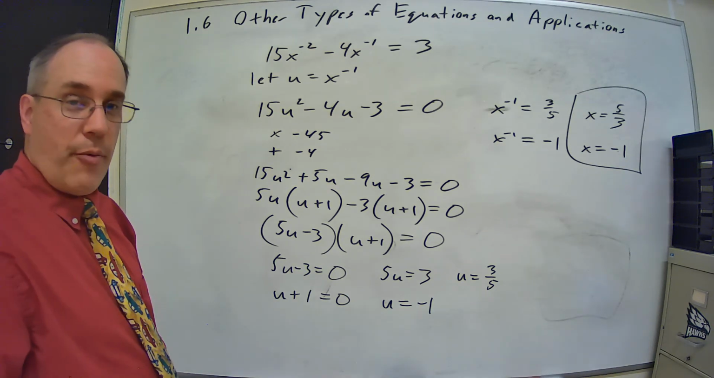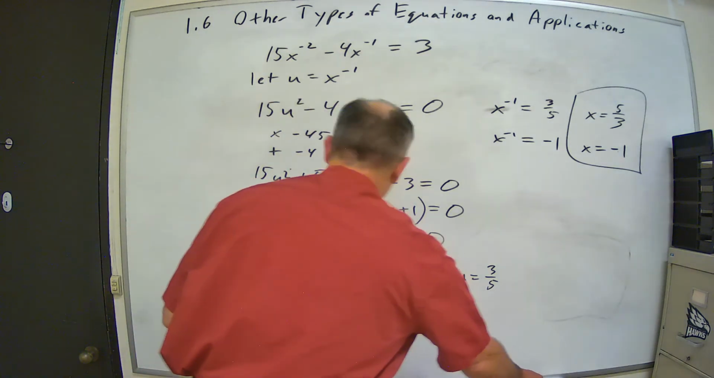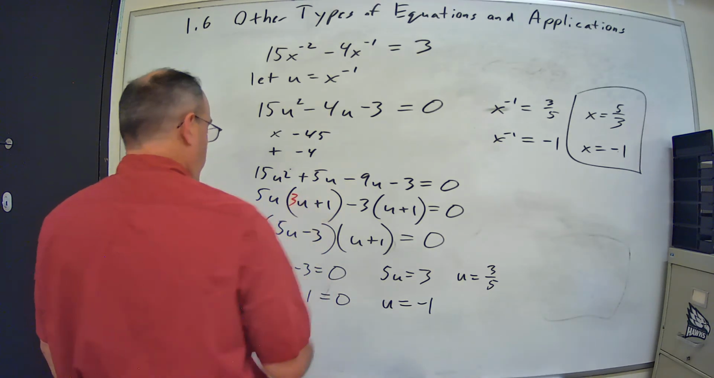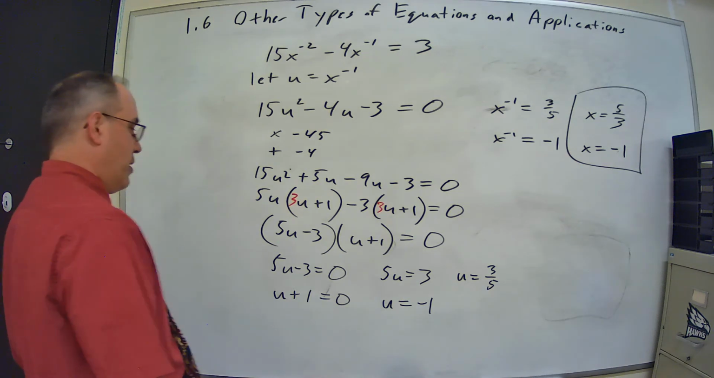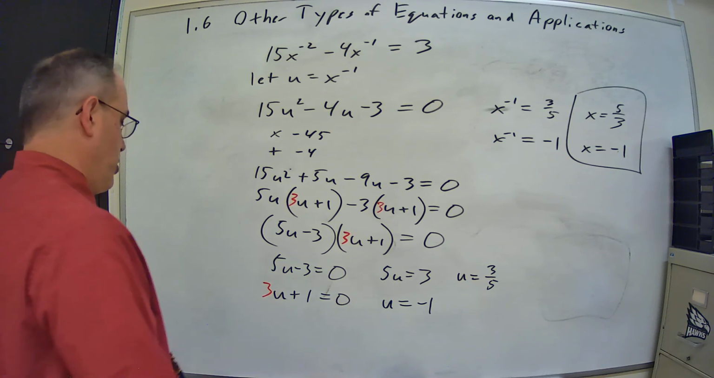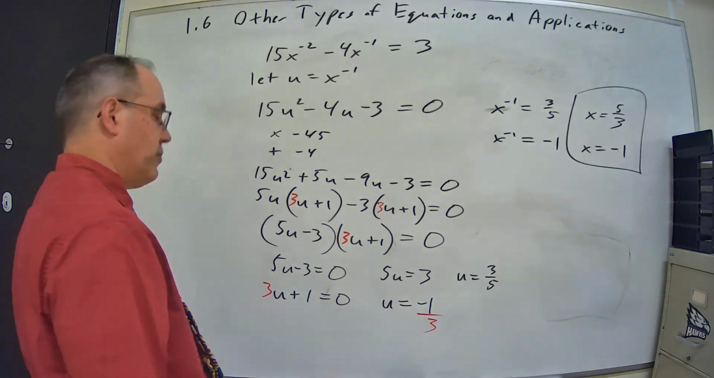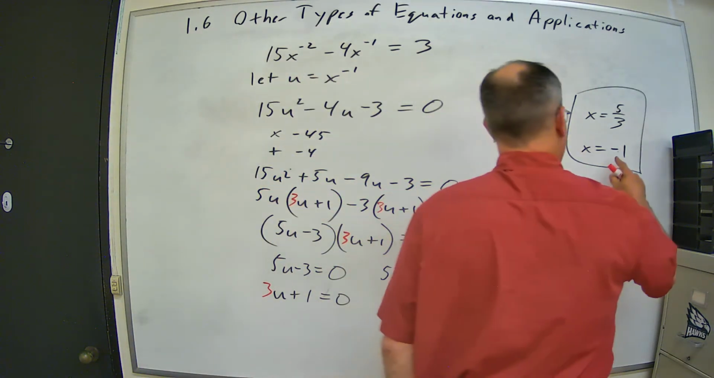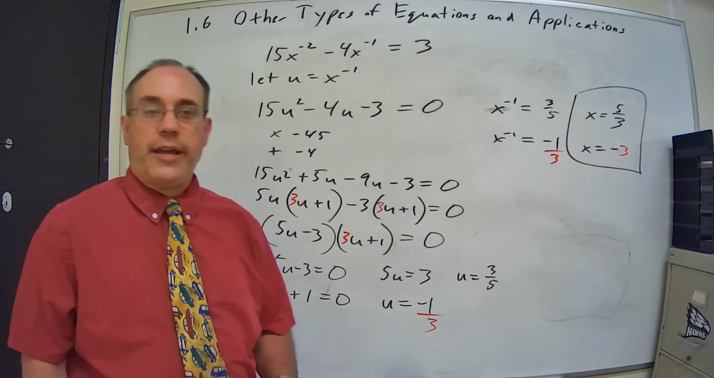Well, you should have caught me on that one, but this interactive video thing, you didn't catch me on that. I'm flying through that. I pulled out my 5, but that should have left me with 3u plus 1. Which makes u equal to negative 1/3. So negative 1/3, and then x is negative 3. There we go. So it's always good to check your work.